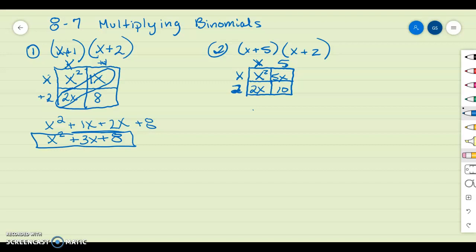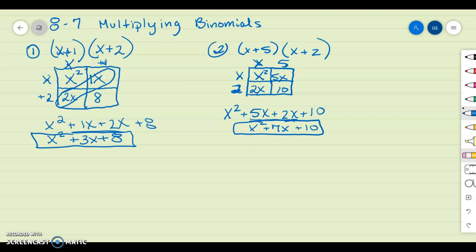What you're going to do now is write out all the stuff you have in the box. So you have an x squared plus 5x plus 2x plus 10. All we have to do now is combine like terms. So the like terms are 5x and 2x, so that's going to be 7x. Bring everything else down, and you are done. So what are we actually doing here? We're multiplying two binomials and getting a trinomial in standard form.